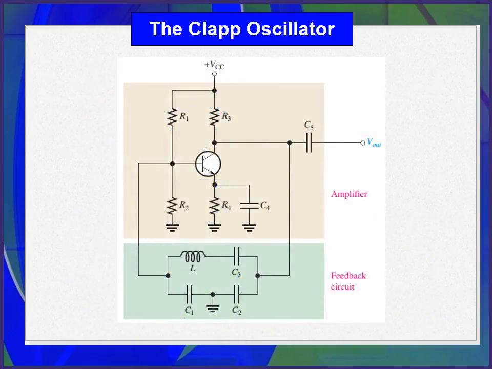This is the diagram of the Clapp oscillator. Here the Clapp provides a more accurate and stable frequency of oscillation. If C3 is much smaller than C1 and C2, then C3 almost entirely controls the resonant frequency.